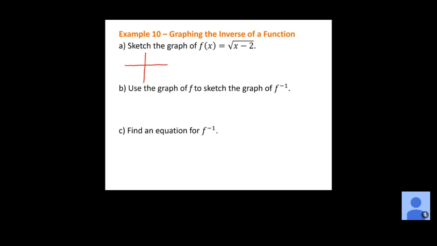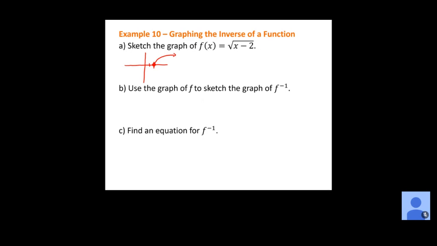It's going to shift to the right 2 units, right? Because a minus 2 grouped inside with the x is going to shift it to the right 2 units. So instead of starting from the origin this time, I'm going to start from positive 2 and have a point there. And then it's going to be that curve that opens up and to the right. Okay, so that's our square root of x minus 2 graph.